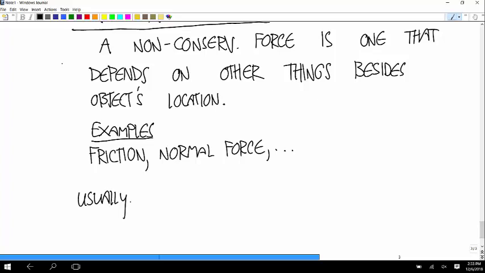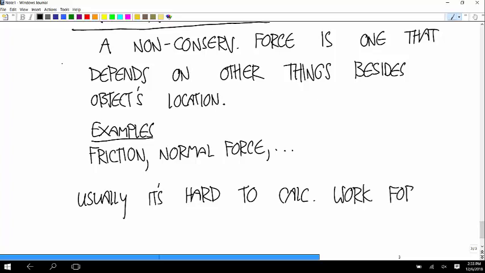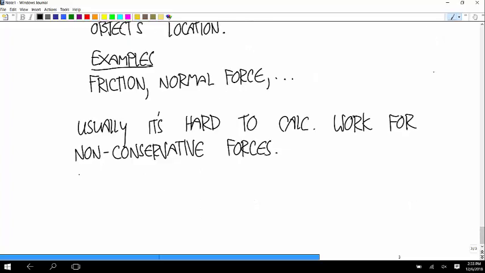So usually it's hard to calculate the work for non-conservative forces. But there are two important cases where it's not hard. Work is equal to 0 in two important cases.